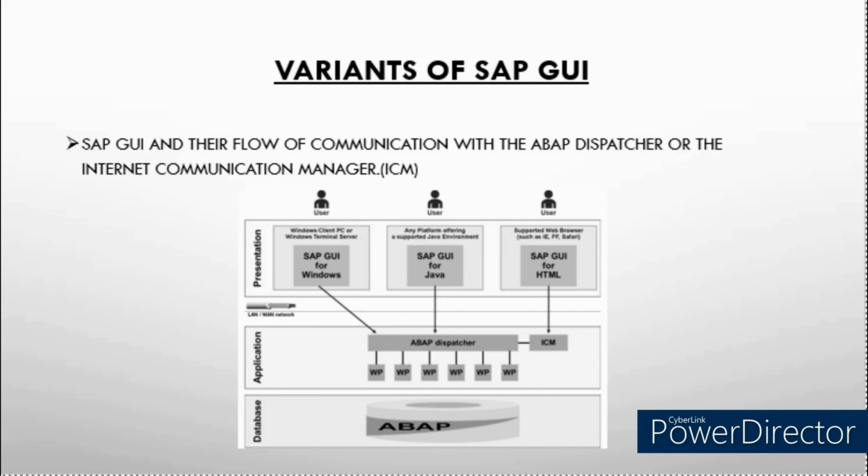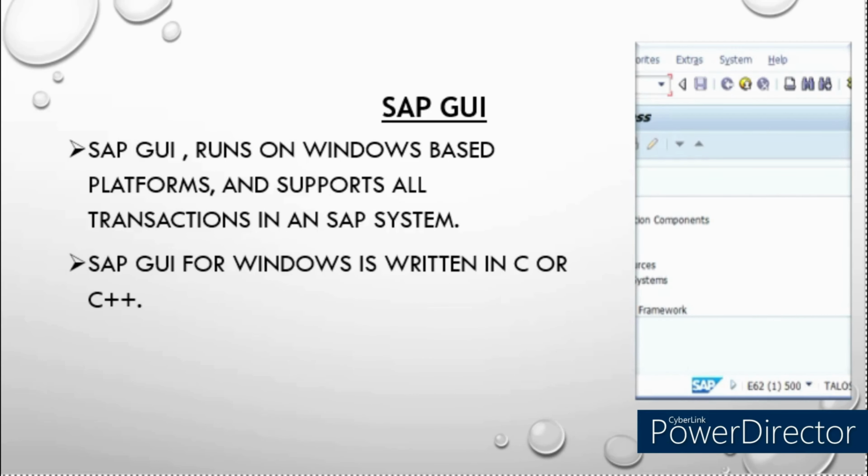There is a variant of SAP GUI and their flow of communication with the ABAP dispatcher and the Internet Communication Manager. These are two different things. When we are working on SAP GUI, that is related to the ABAP dispatcher, and if we are working on a SAP web-based solution, the dispatcher doesn't come into play. There is a second thing that is related to the Internet Communication Manager, which manages all the work processes. After that, we have the last point, SAP GUI.